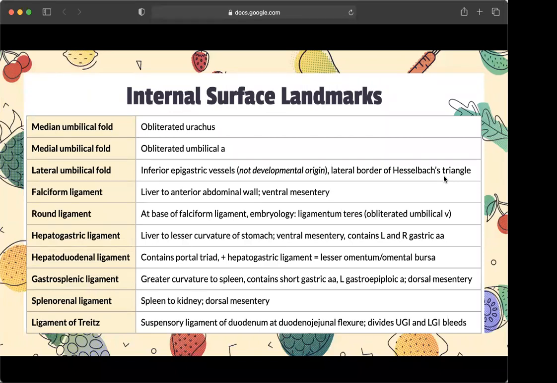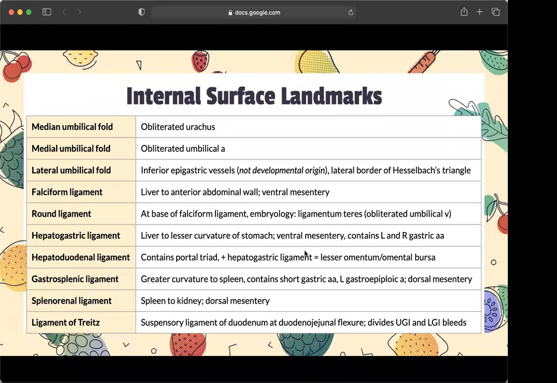Then the second part of your ventral mesentery is going to be the hepatogastric ligament. So that's the liver, if you can imagine, to the lesser curvature of the stomach, because as you'll remember from Michelle Lazarus's amazing embryo lectures, the stomach kind of swivels around, and so the lesser curvature faces the liver and the greater curvature ends up facing the spleen. So the hepatogastric and the hepatoduodenal ligament together comprise the lesser omentum.